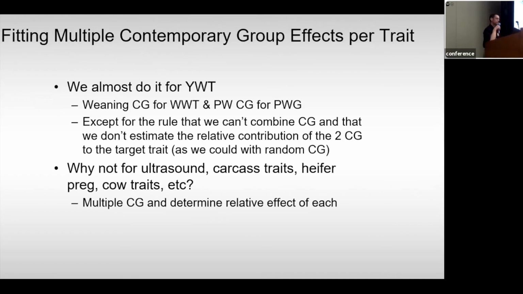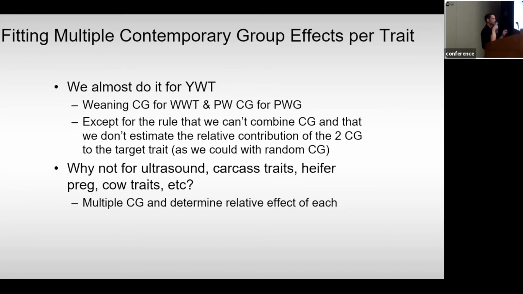So, fitting multiple contemporary group effects per trait. This gets to the comment I made about continually subdividing contemporary groups. Mark brought up that we almost do it for weaning weight. So weaning contemporary group for weaning weight and post-weaning gain, or post-weaning contemporary group for post-weaning gain. With the exception of the rule that we impose that we can't combine contemporary groups. And we don't estimate the relative contribution of those two contemporary groups, the pre-weaning and post-weaning, on the target trait. But we could do that if we fit random contemporary groups.